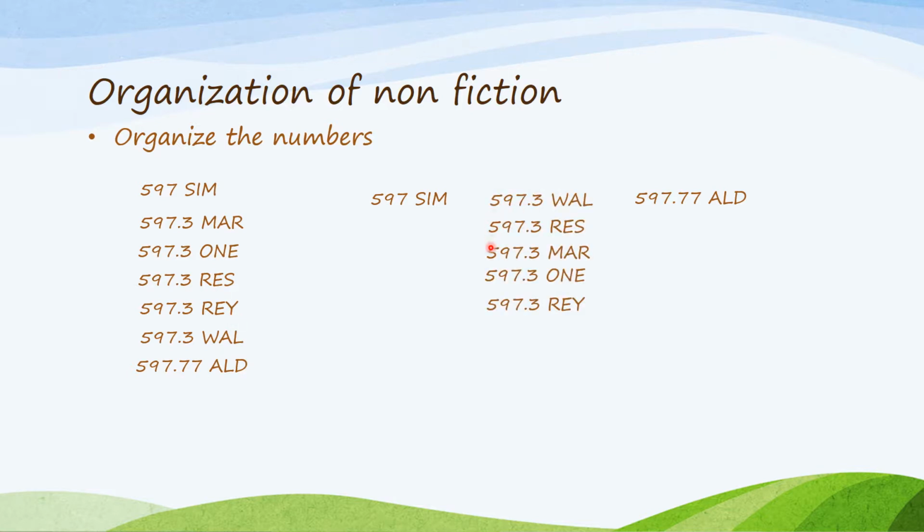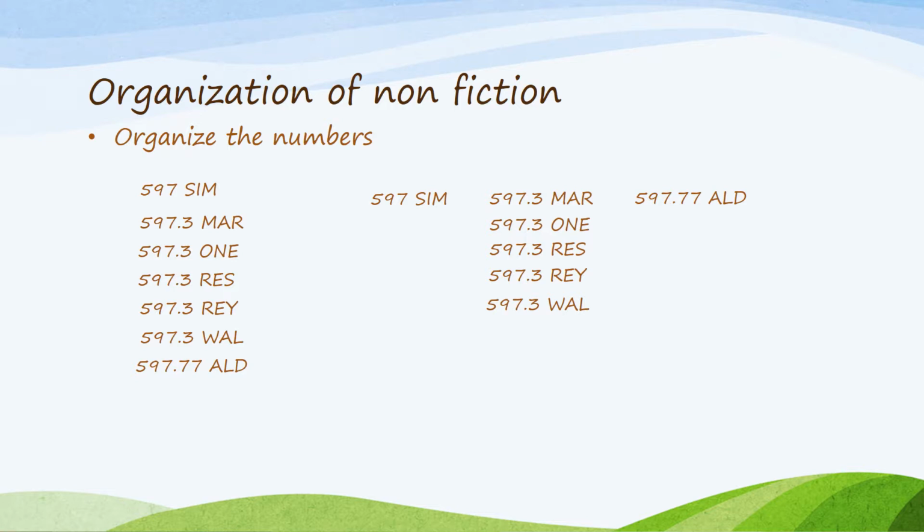And now we're going to have to organize these, and which would come first? So I'm looking at the first letter. M would come first, then O. I see two R's here, so I move to the next letter, E and A, and then I see S and Y. So it'll go Mar, One, Res, Ray, and then last Wal. As you can see, they are now in order.